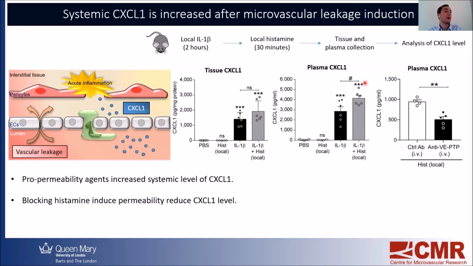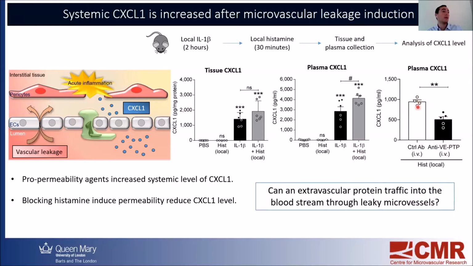To confirm this hypothesis, we just injected during an IL-1 beta plus histamine antibody blocking BETP molecules, so to block the histamine-induced permeability, and you can observe that the mice treated with blocking antibody show reduced level of CXCL1 compared to control animal. But it led to a general question: could an extravascular protein produced in the interstitial tissue cross the endothelial cell barrier during vascular permeability?